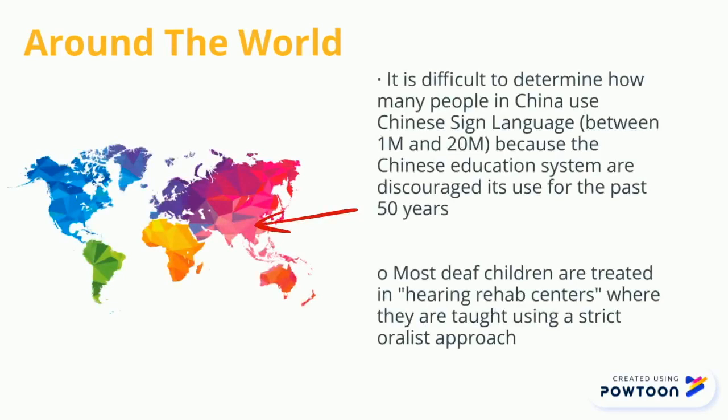It is estimated that between 1 million and 20 million people in China use Chinese Sign Language. It is difficult to determine how many people actually use it because the Chinese education system has been discouraging the use of sign languages for the past 50 years. Most people are taught using a strict oralist approach.